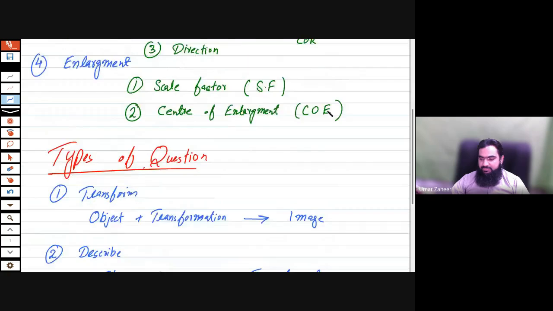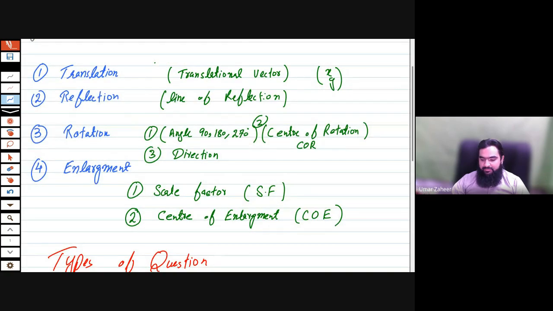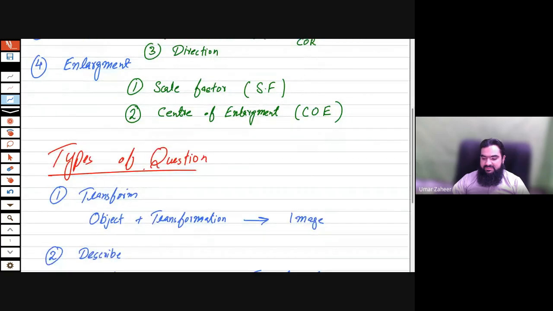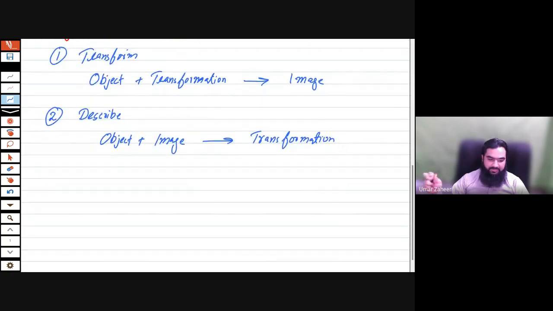If it is reflection, you have to tell them the line of reflection. If that is the rotation, you need to tell the three things: the angle, center of rotation, and direction. And if that is the enlargement, you have to find the scale factor and center of enlargement.